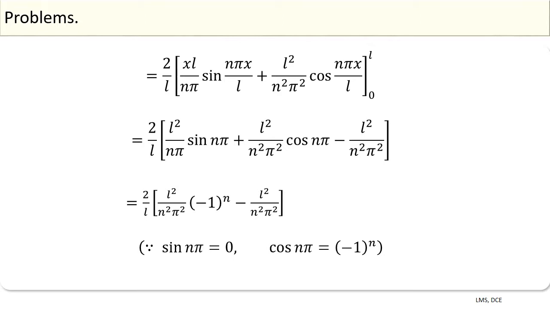Substituting these two values in the above expression, we have 2 by l times of l square divided by n square pi square into minus 1 to the power n minus l square divided by n square pi square. By taking l square by n square pi square as common term, we have an is equal to 2l divided by n square pi square of minus 1 to the power n minus 1.